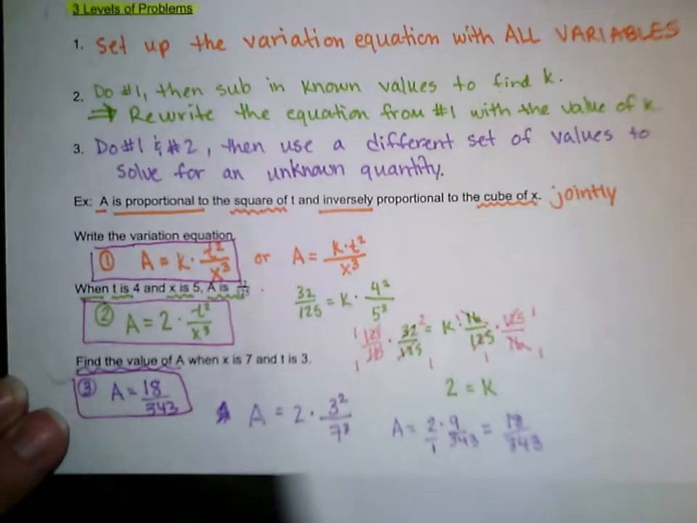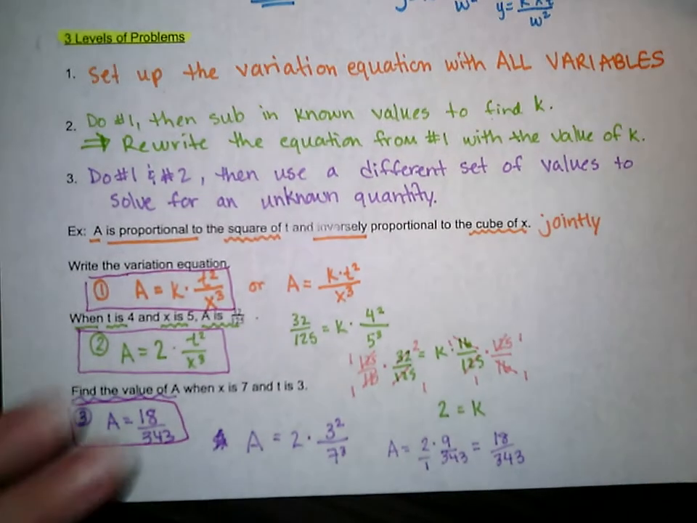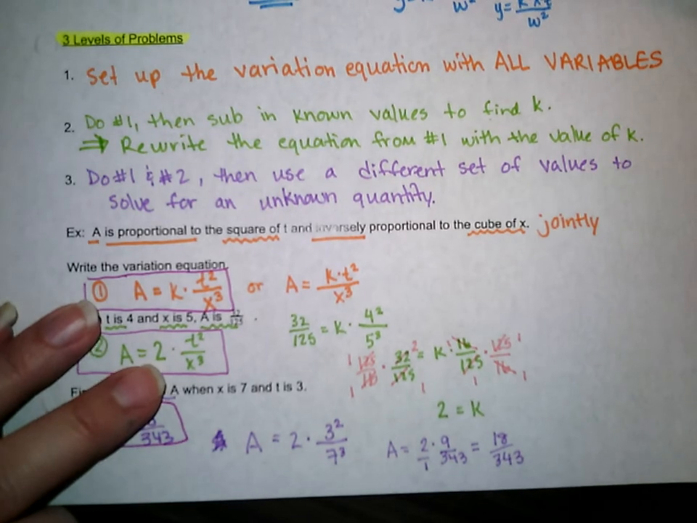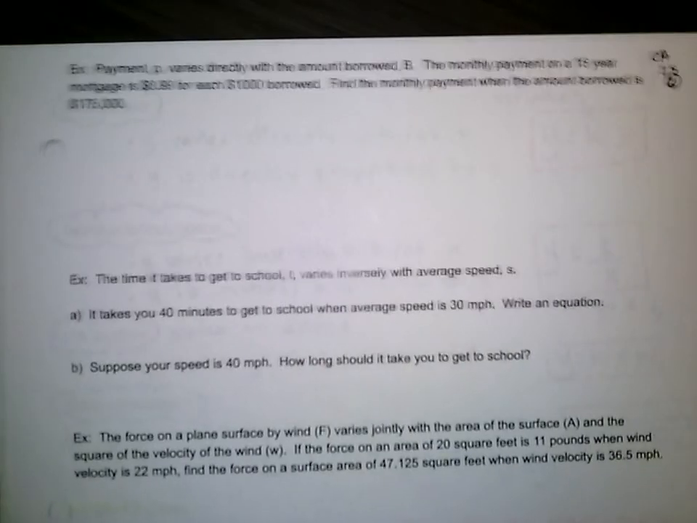We got some more examples. Sometimes your questions are not contextual, like this one. It just gave us numbers and words, but no context, like it wasn't about a gas station or anything. Sometimes they give you context to your question. So this one is going to be contextual.